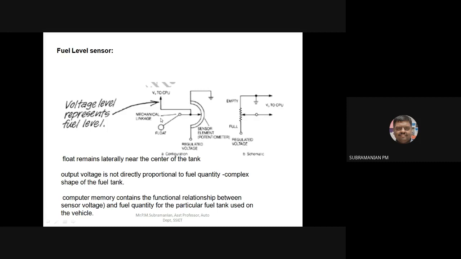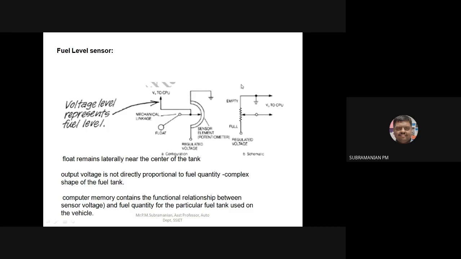Whatever voltage I am going to get, I can't correlate the voltage directly with the fuel level, because the tank configuration will not be the same. There is a tank configuration, so I can't correlate accurately with the voltage. That is what I have to do in this fuel level sensor. Similar to our lookup table, which we discussed in the first unit, I have to develop a relationship between voltage and fuel level.